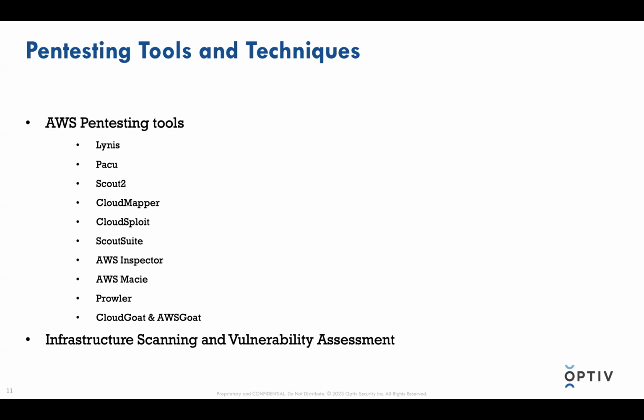Scout2 is another significant tool. It's a security auditing tool that assesses the security posture of AWS environments. Scout2 automates checks across various AWS services such as EC2, S3, and IAM. It identifies misconfigurations, provides actionable recommendations, and ensures that your AWS infrastructure remains secure and compliant.